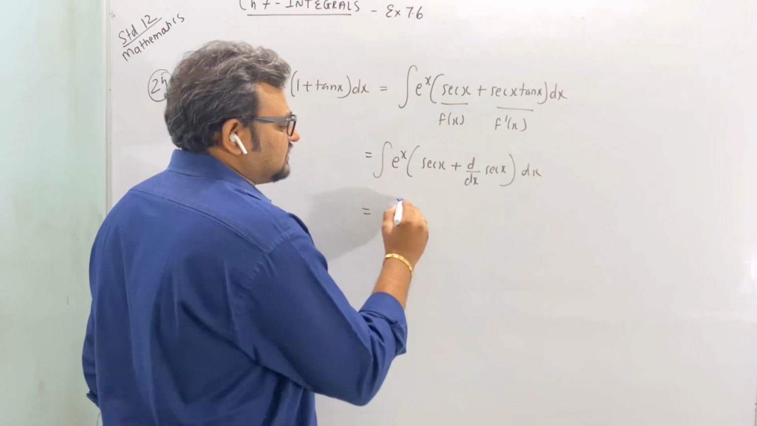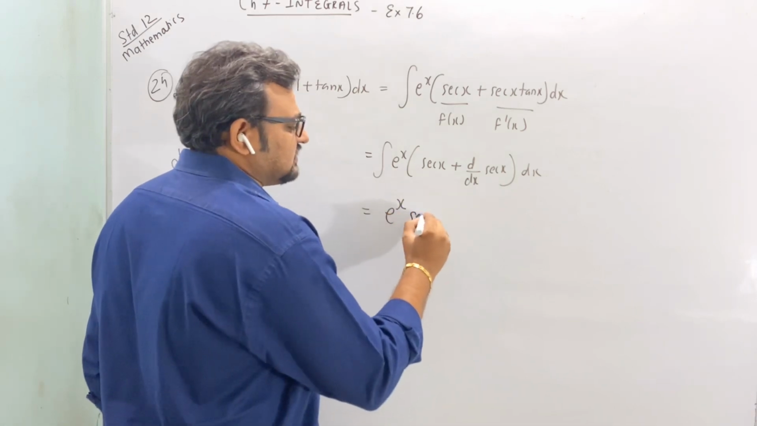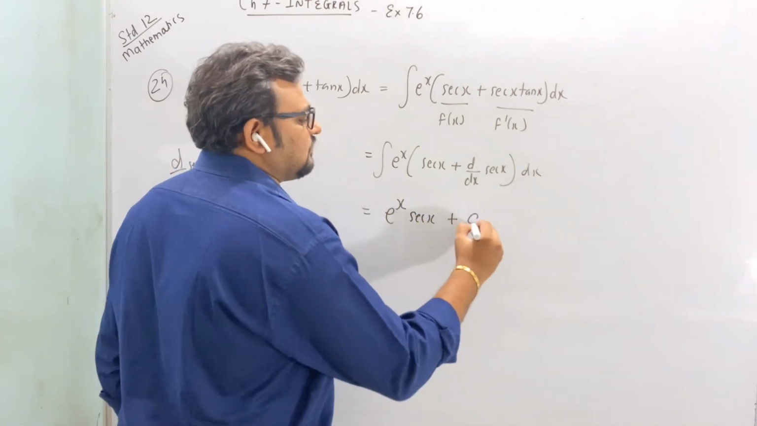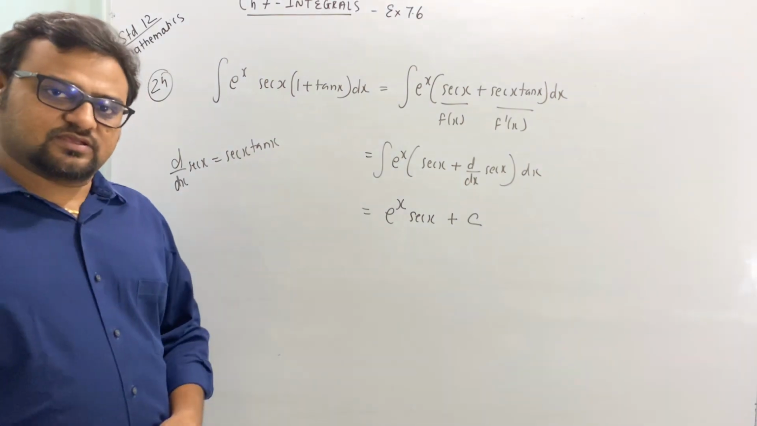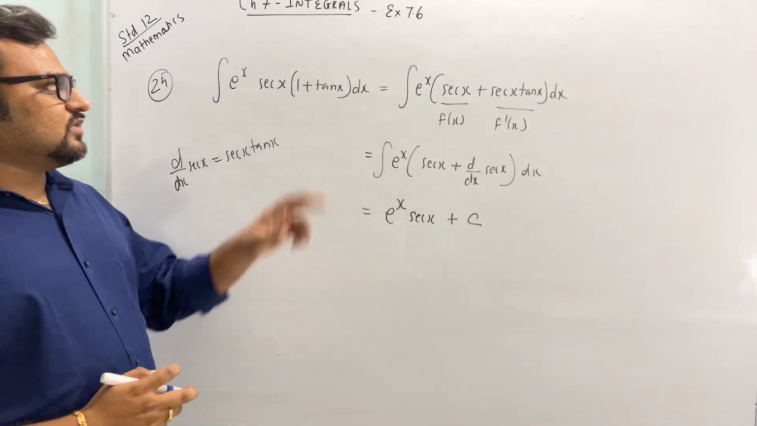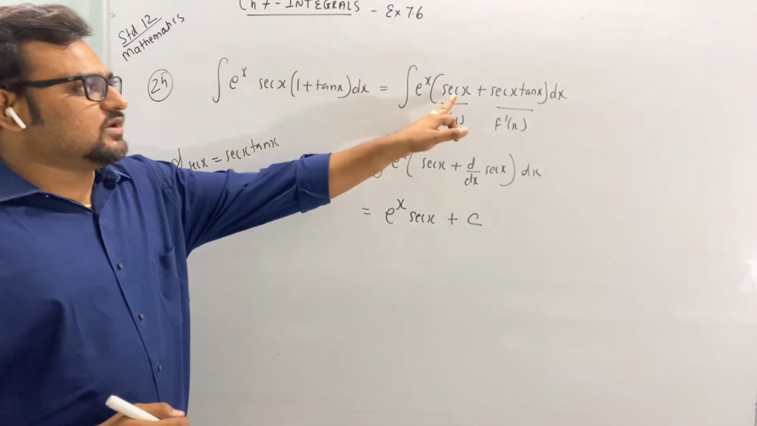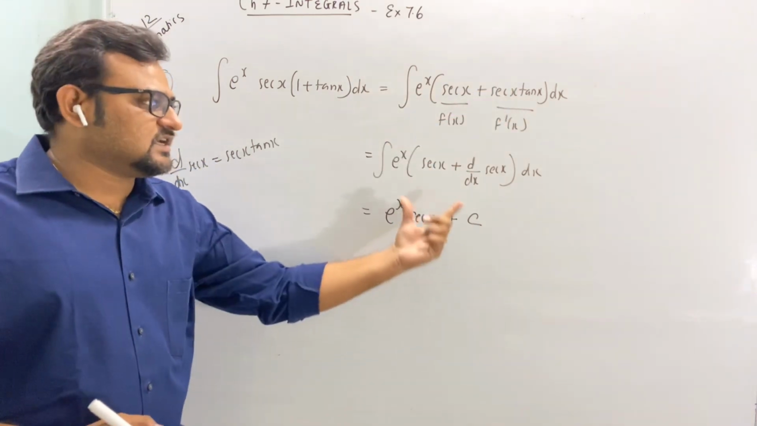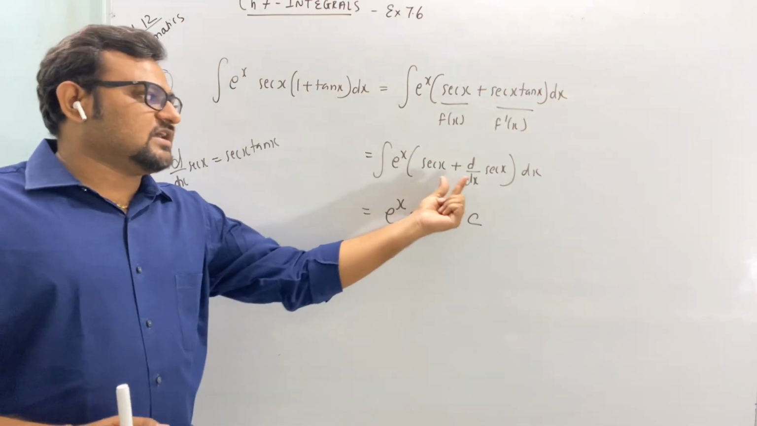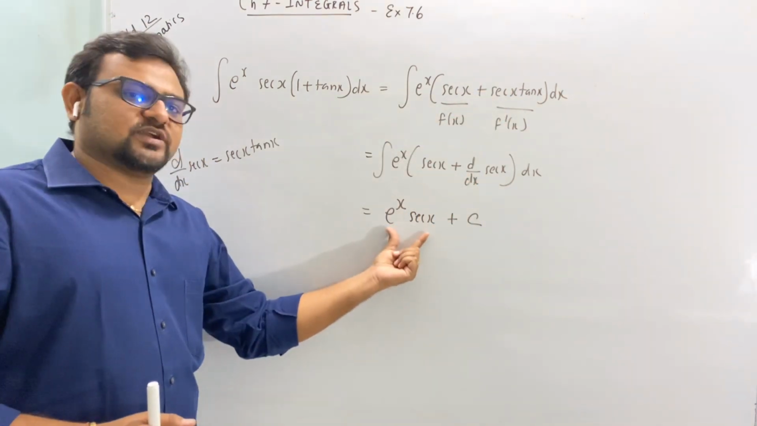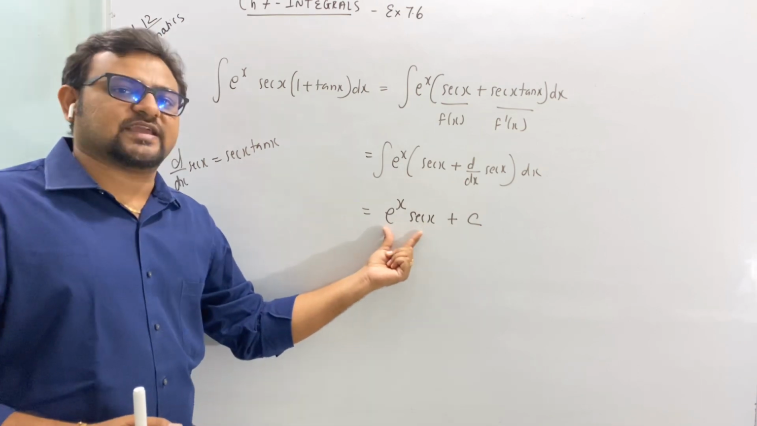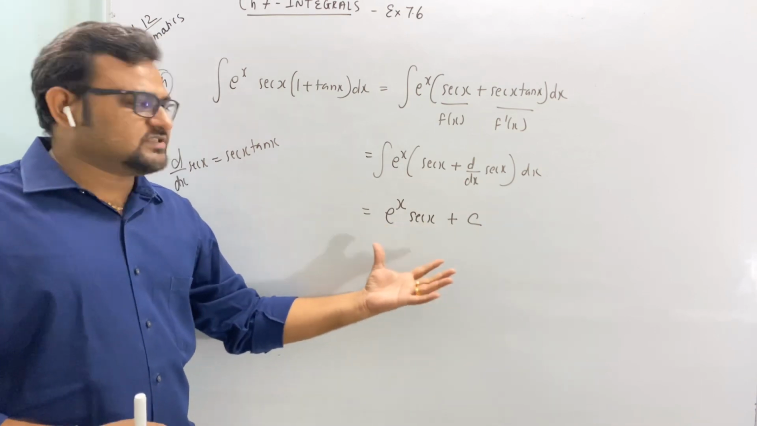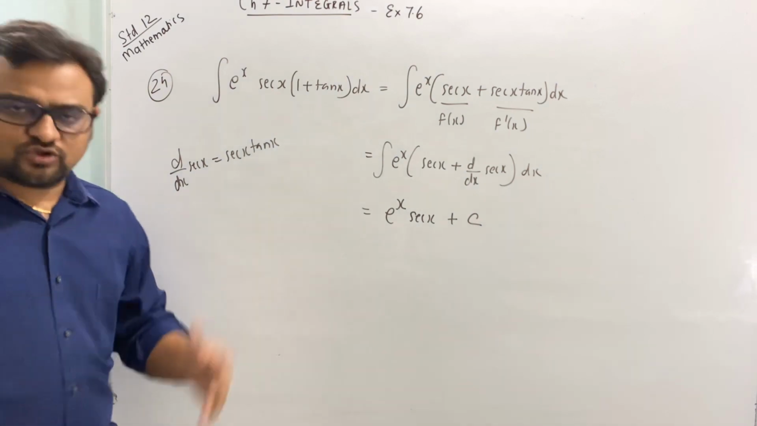It will be e raised to x, f x is sec x, plus c. Okay, so I'm repeating once again. We had multiplied it. Then one is f x, another is f dash x. Formula: e raised to x, f x plus f dash x. e raised to x f x plus c. So e raised to x sec x plus c. Okay, this is MCQ. Just go through this sum.